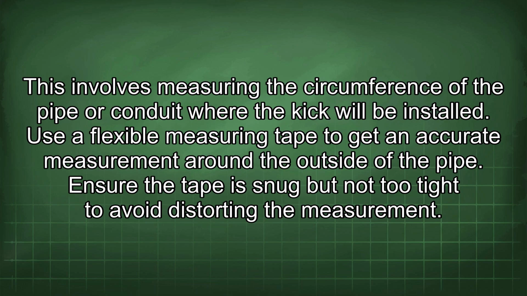This involves measuring the circumference of the pipe or conduit where the kick will be installed. Use a flexible measuring tape to get an accurate measurement around the outside of the pipe. Ensure the tape is snug but not too tight to avoid distorting the measurement.